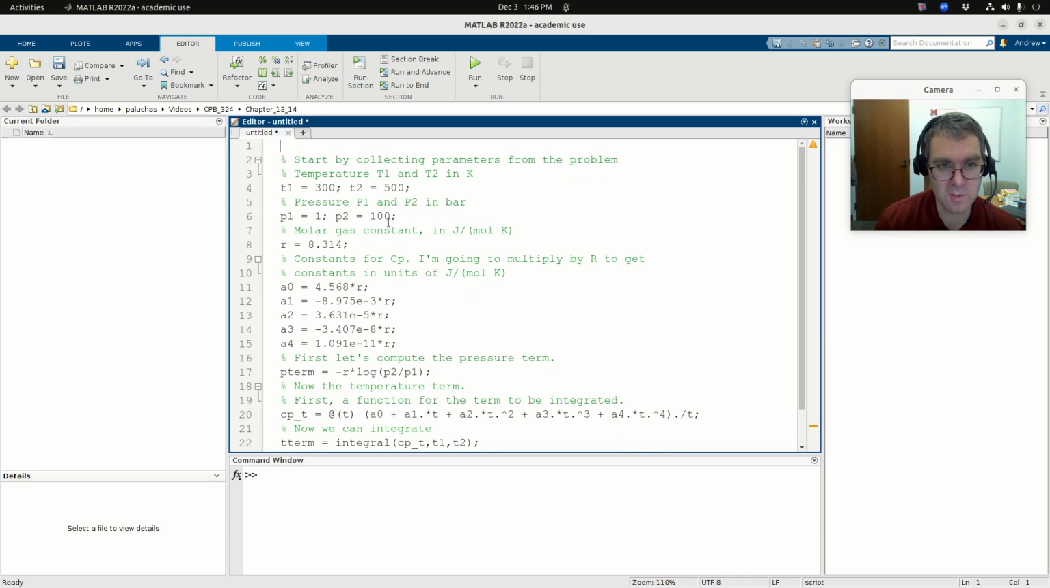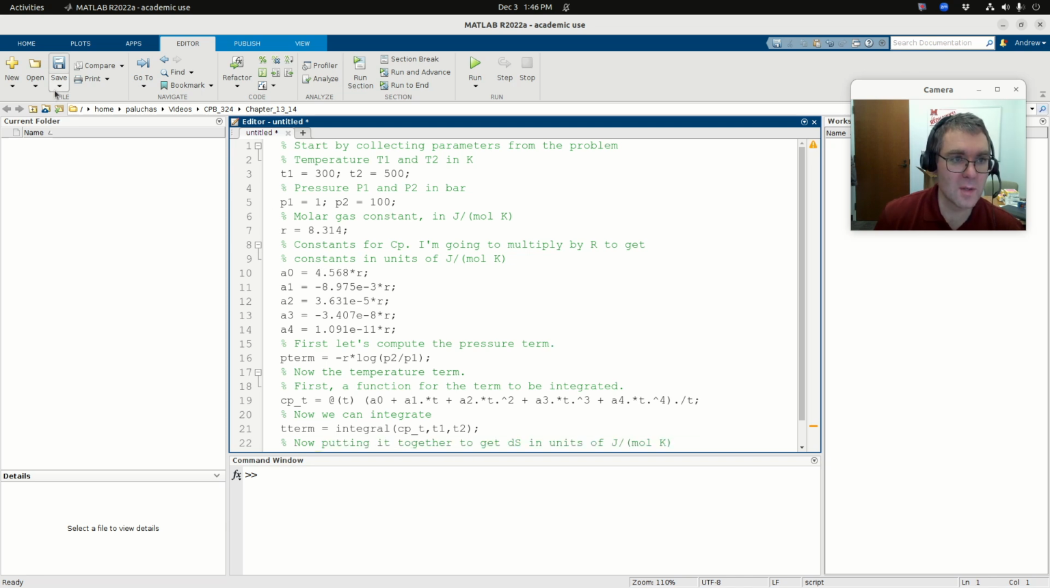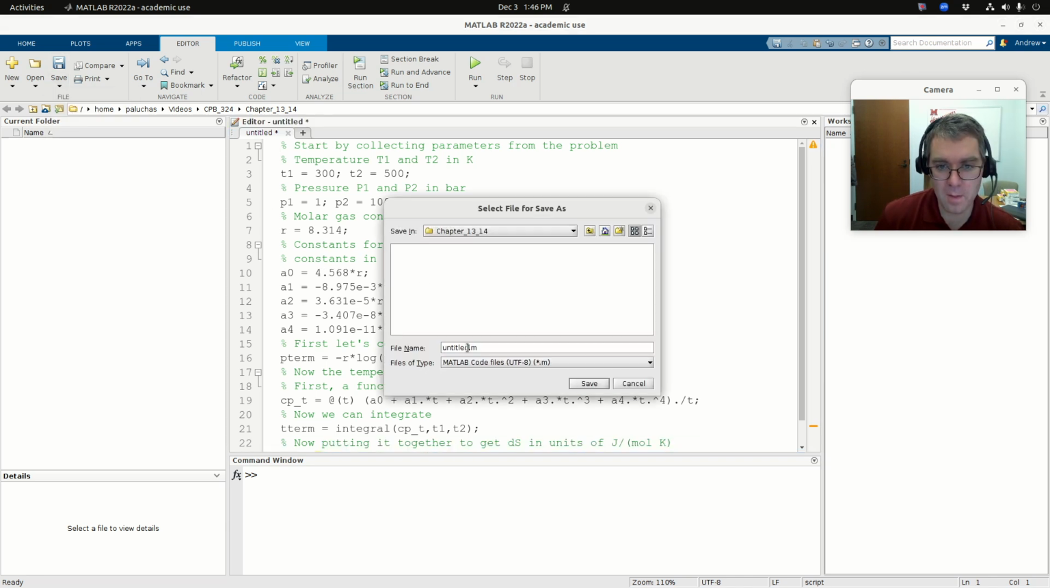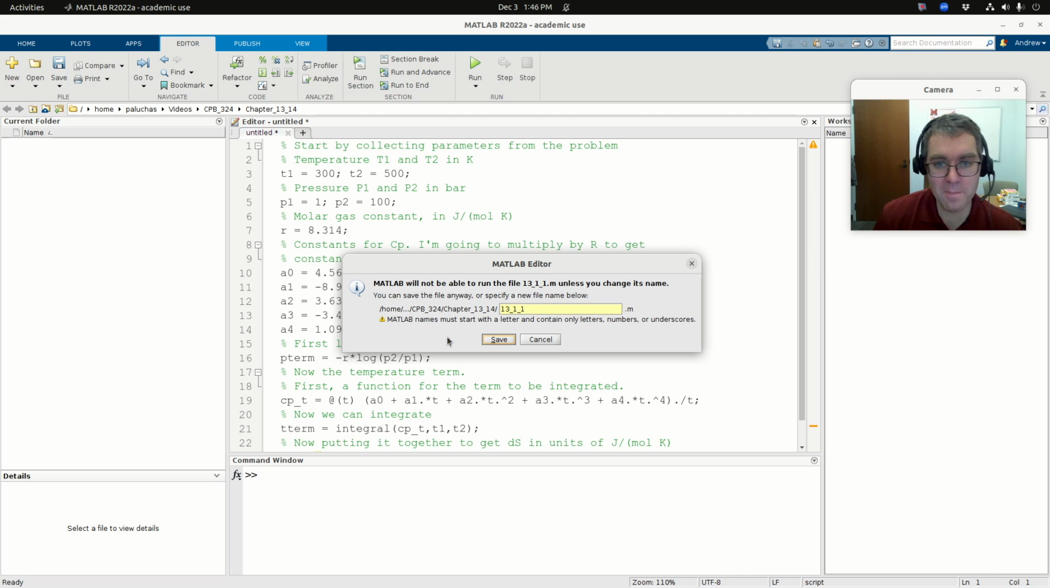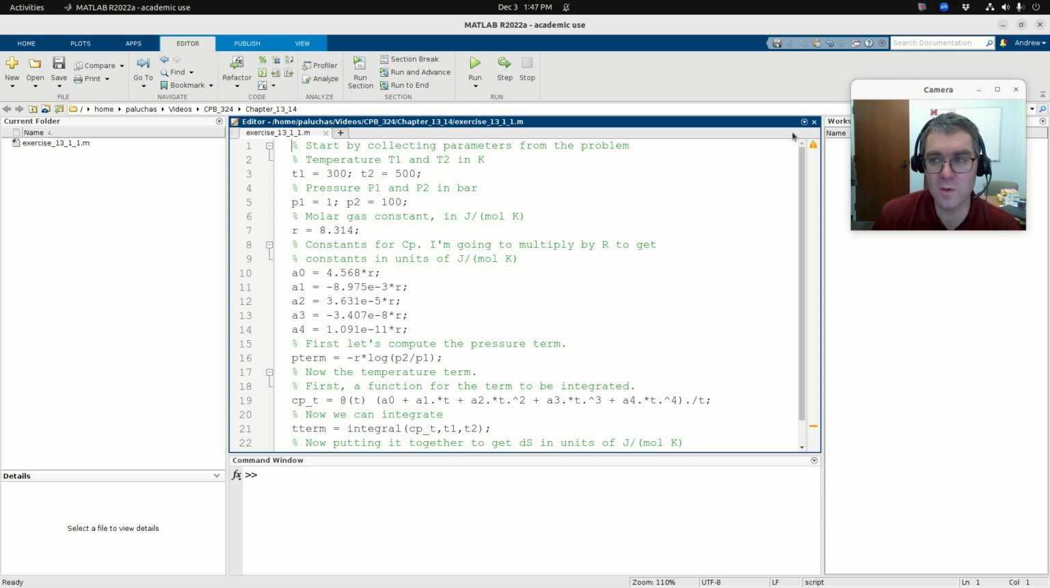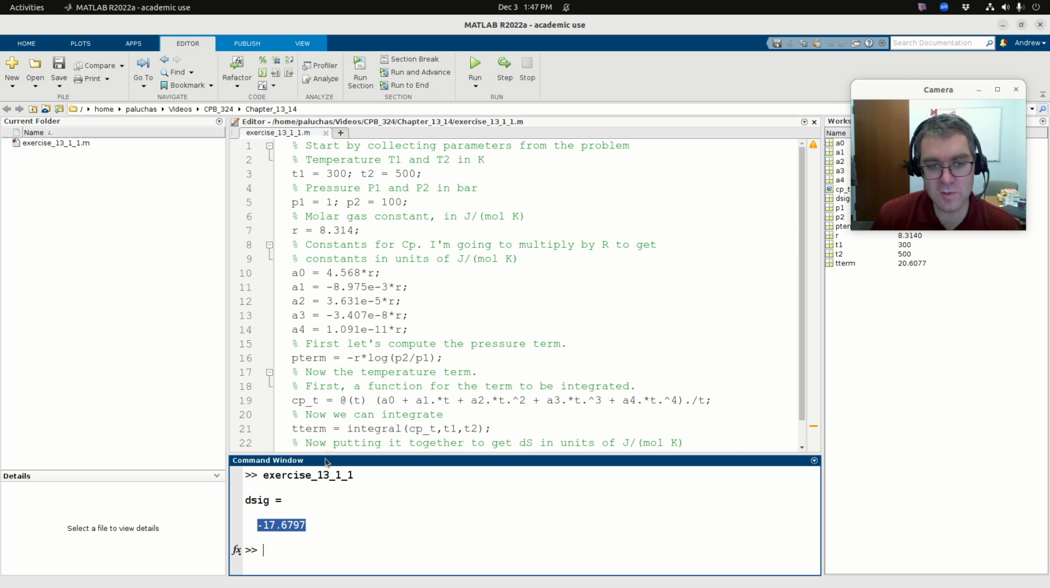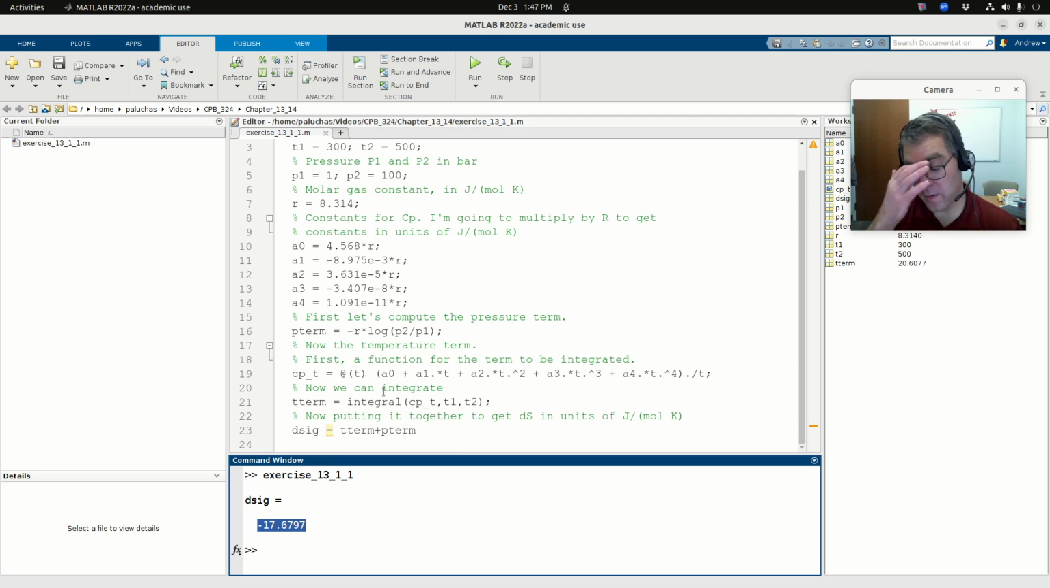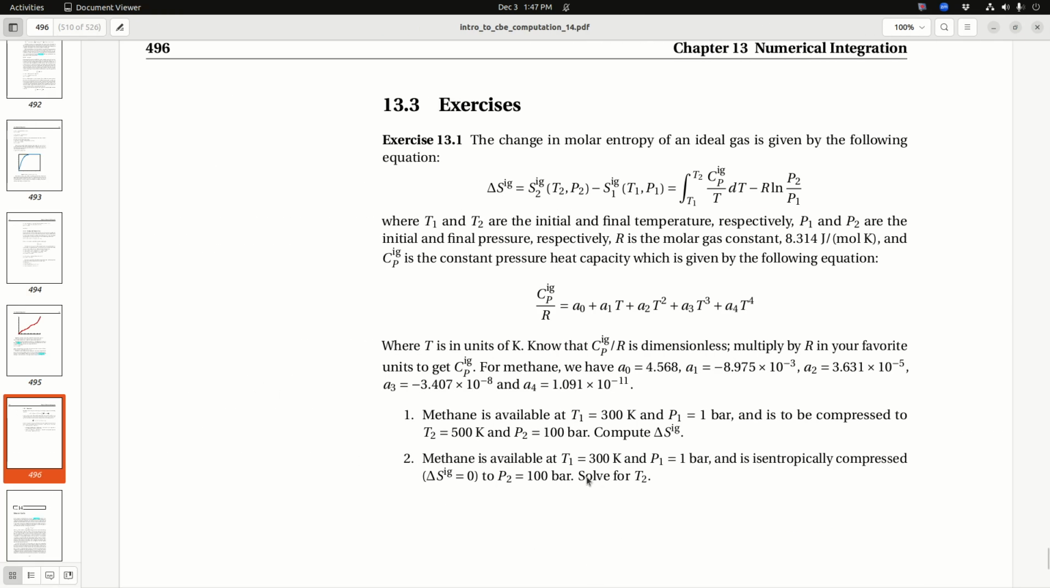I'm just going to keep this as a script, and let me save it as 1311.m. So this is exercise 13.1.1. Now if I run it, it runs, and here's my answer. This is my change in entropy for my ideal gas, in joules per mole Kelvin. Great. So there's part one.